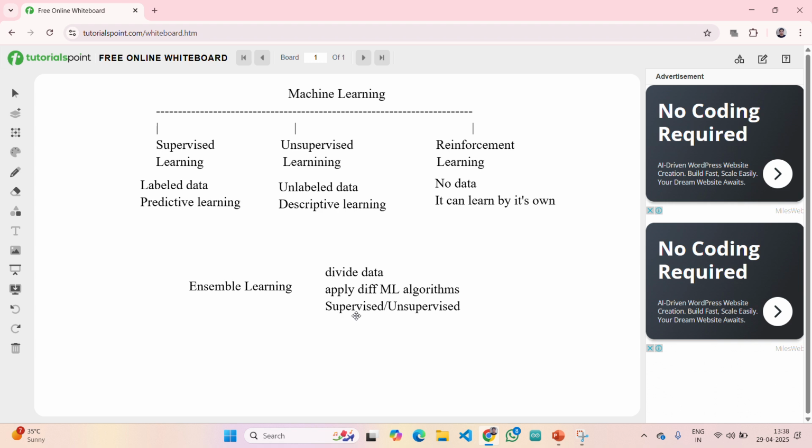The reason is that it will give predictions accurately. That's the reason we are going to use it. Here, once again, I am explaining ensemble learning. Then we will see the inner types of it.